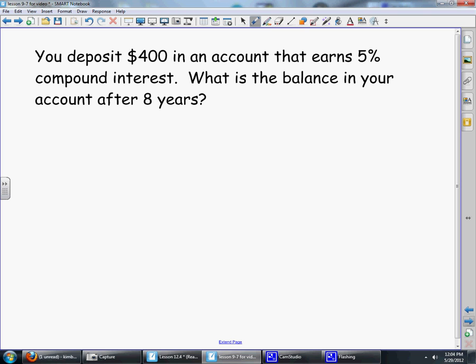Now let's look at this example. I'll read through it with you and then I want you to try it on your own. You deposit $400 in an account that earns 5% compound interest. So we're not doing a simple interest problem, but a compound interest problem. What is the balance? So we want to know the total in your account after 8 years. So remember, the balance is equal to the principal times 1 plus the rate to the nth power, or to the power of the number of years. So why don't you pause the video and work on this and then come back when you're ready.